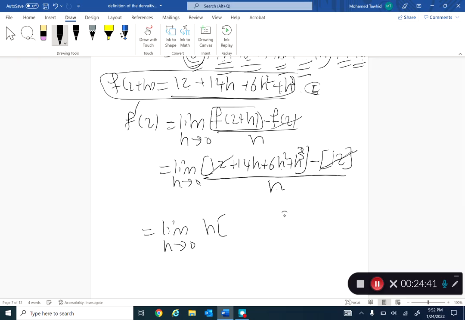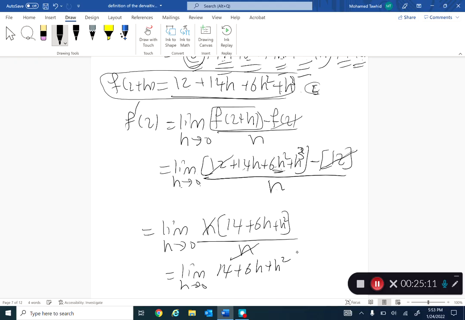Take h out up here. So now what do you have left? If I take h out of 14h, you have 14. You have here 6h squared; if I take h, you get 6h. You have h cubed; if I take h, you have h squared, the whole thing over h. So now cancel h with h, right? So what do you have? Limit h close to 0, and you have here 14 plus 6h plus h squared, right?